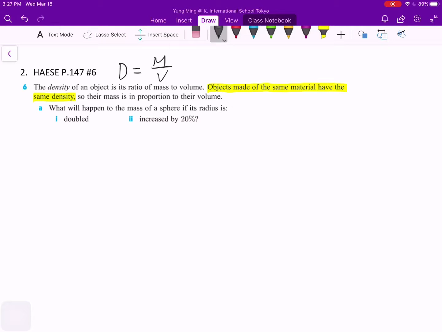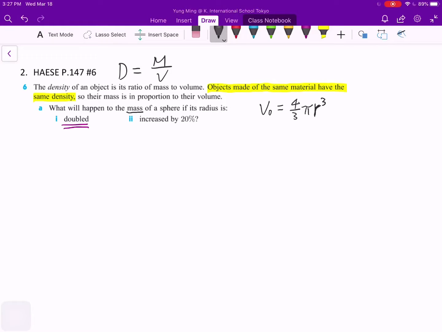What will happen if the radius is doubled? Let's do part 1 first. We're talking about the case where the radius is doubled. So let's call our original volume V0. V0 is basically just 4 over 3 pi r cubed. So our r is the original r, and with the original r, we named this volume V0.